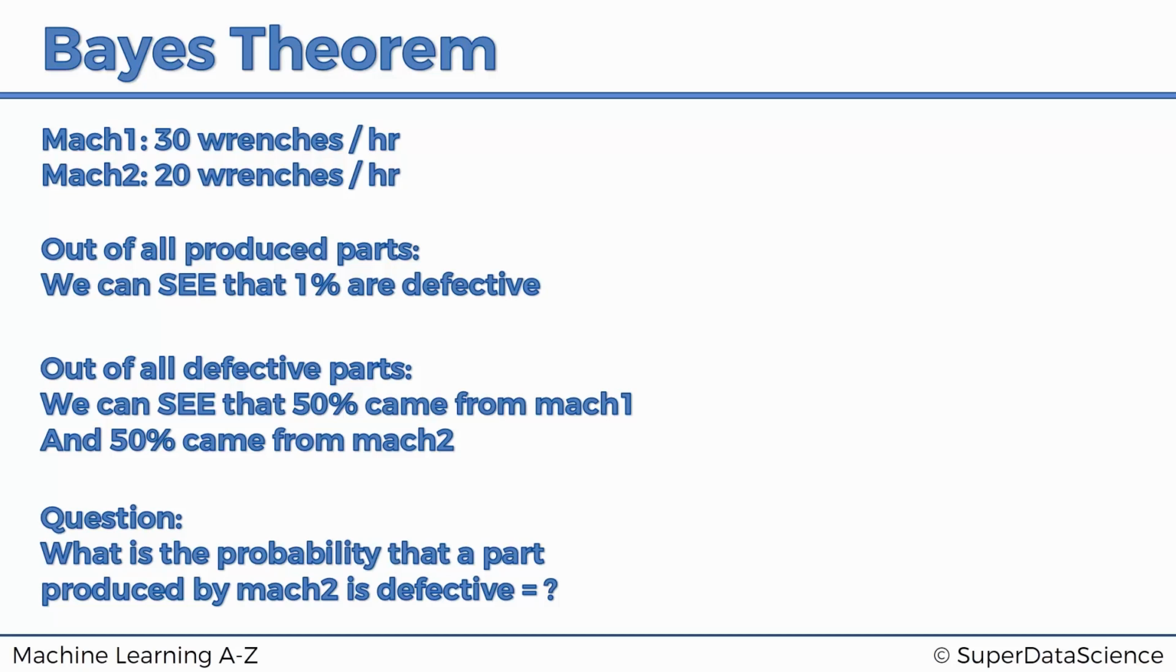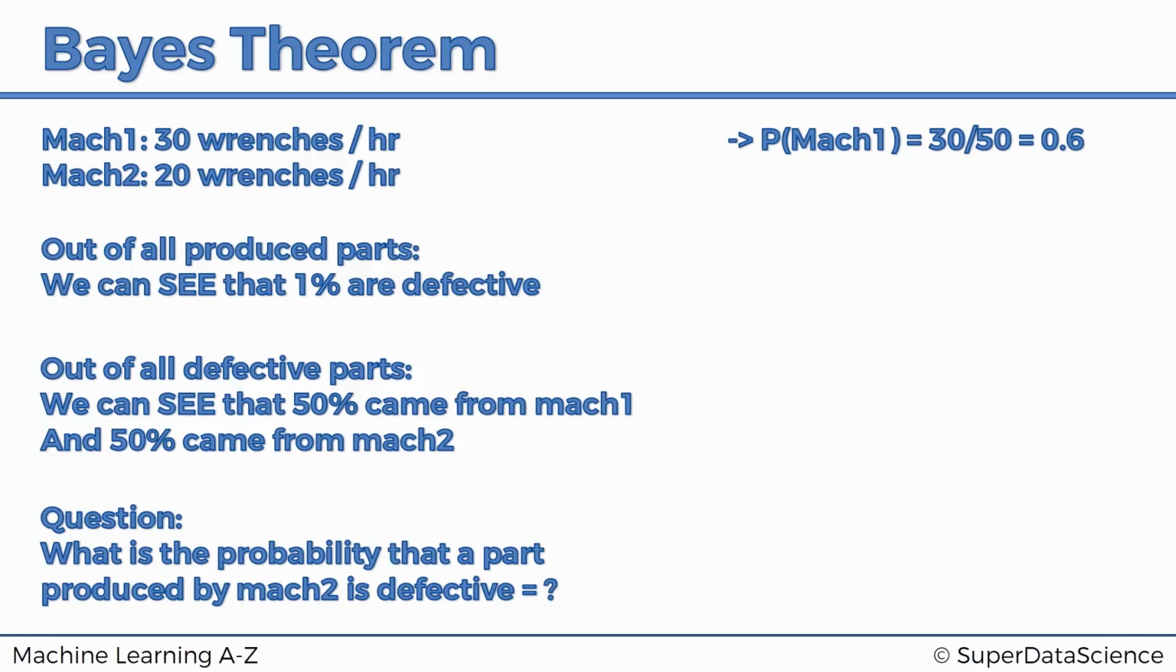So the first line, what does it tell us? It tells us that machine 1 produces 30 wrenches per hour, machine 2 20 wrenches per hour. So in total, out of all the wrenches produced, there's 50 wrenches produced per hour. And also that means that the probability of any given wrench that you pick up from the pile, whether it's defective or non-defective, if you pick up a wrench from the final pile, the probability that it'll come from machine 1 is 30 divided by 50.